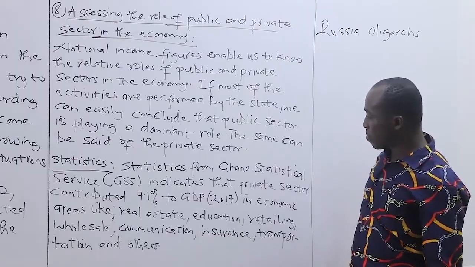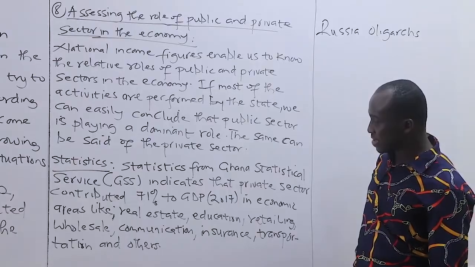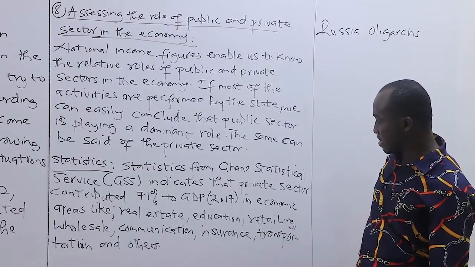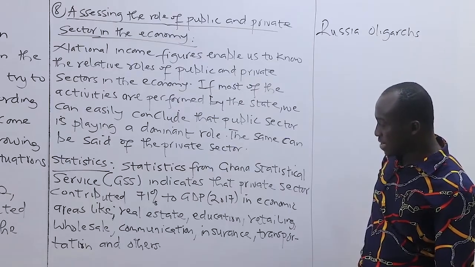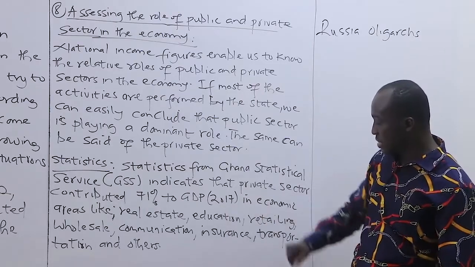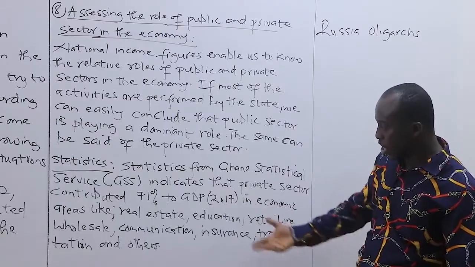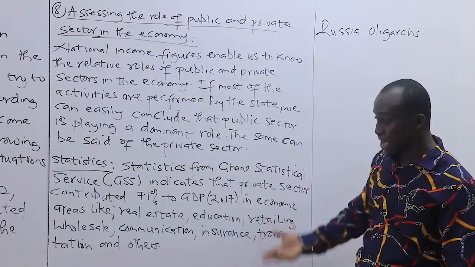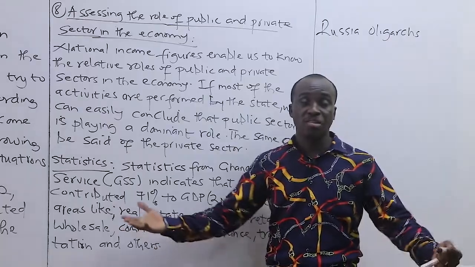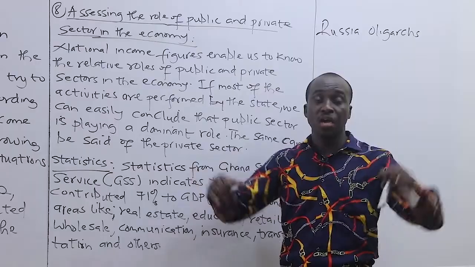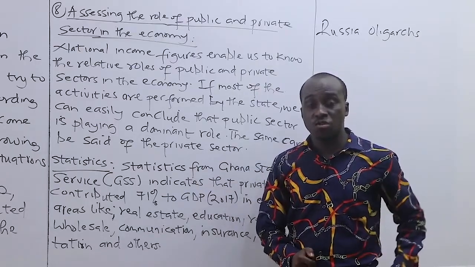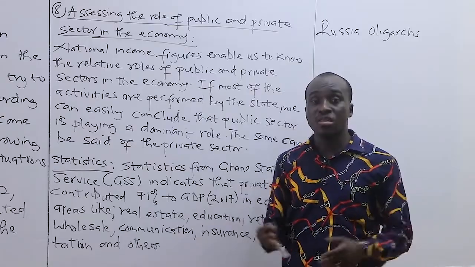Let's get statistics from the Ghana Statistical Service, GSS, which indicates that the private sector contributed 71% to GDP in 2017 in economic areas like real estate, education, retailing, wholesaling, communication, insurance, transport, and others. In Ghana, for instance, the private sector is dominant. They play a stalwart role when it comes to driving the economy.